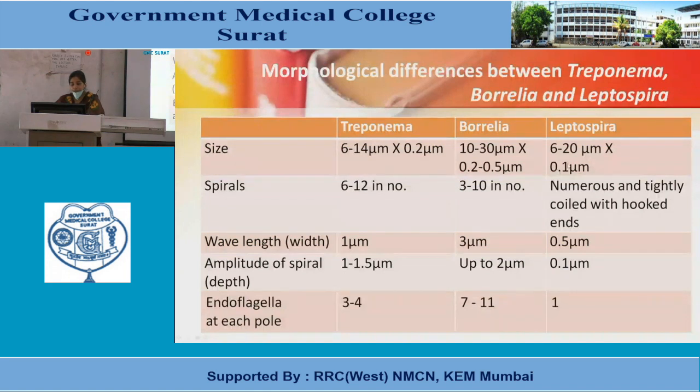Third is Leptospira, 6 to 20 micrometers by 0.1 micrometer in size. The coils are numerous and tightly wound, with hooked ends. The wavelength is 0.5 micrometer, the amplitude of the spiral depth is 0.1 micrometer, and there is only one endoflagellum at each pole.